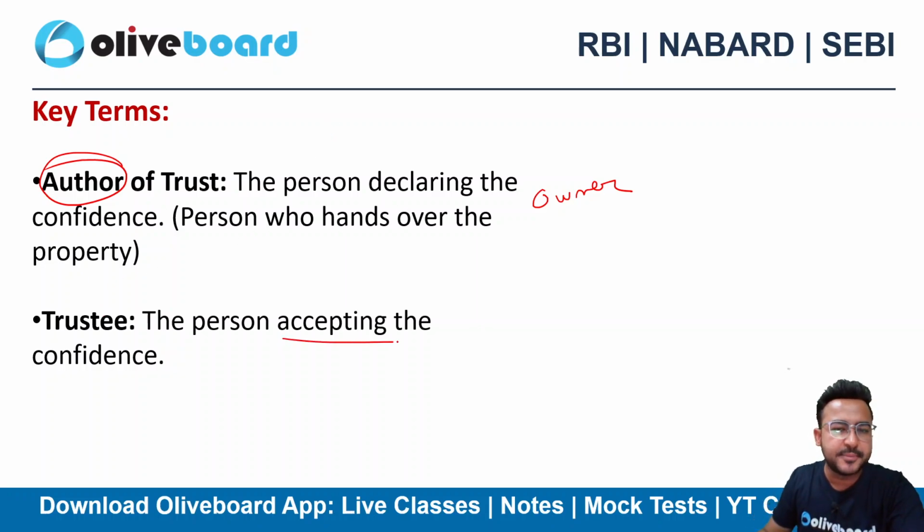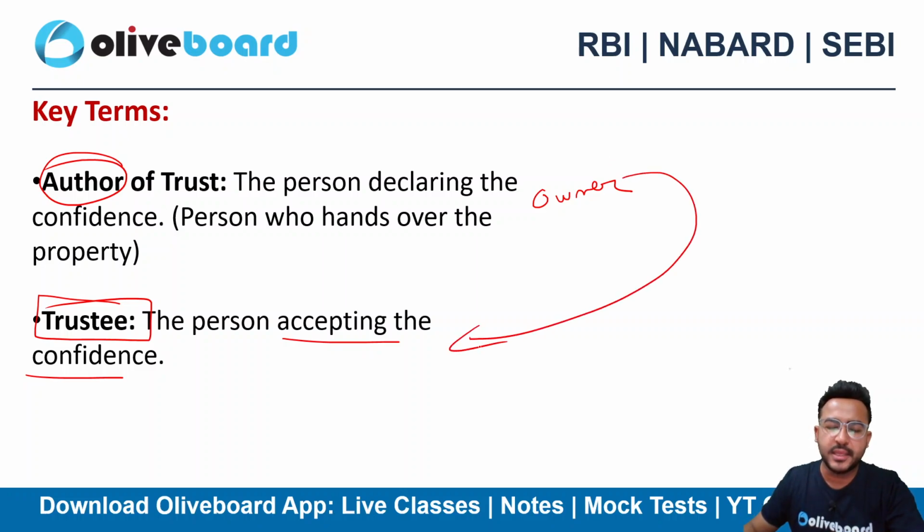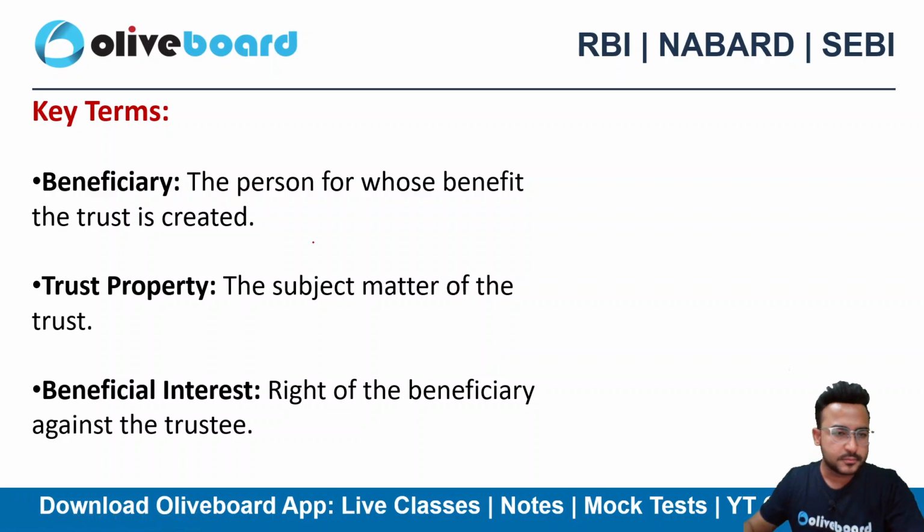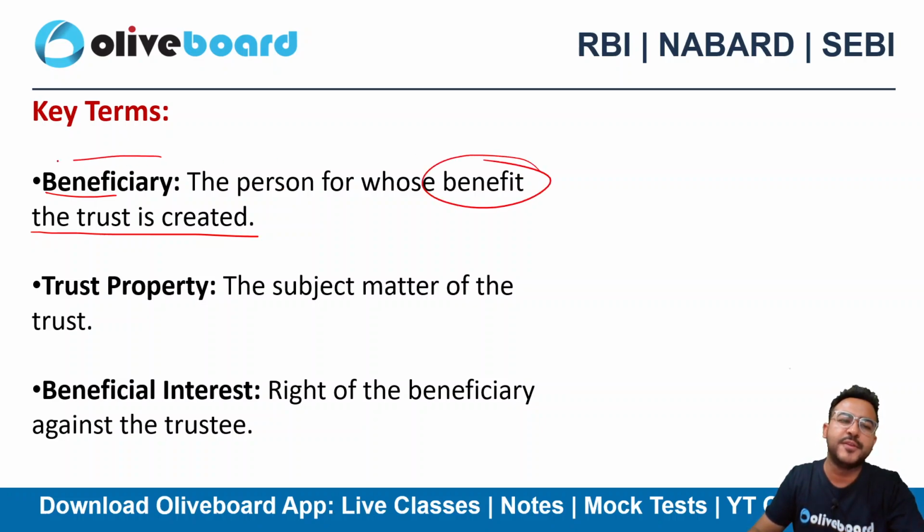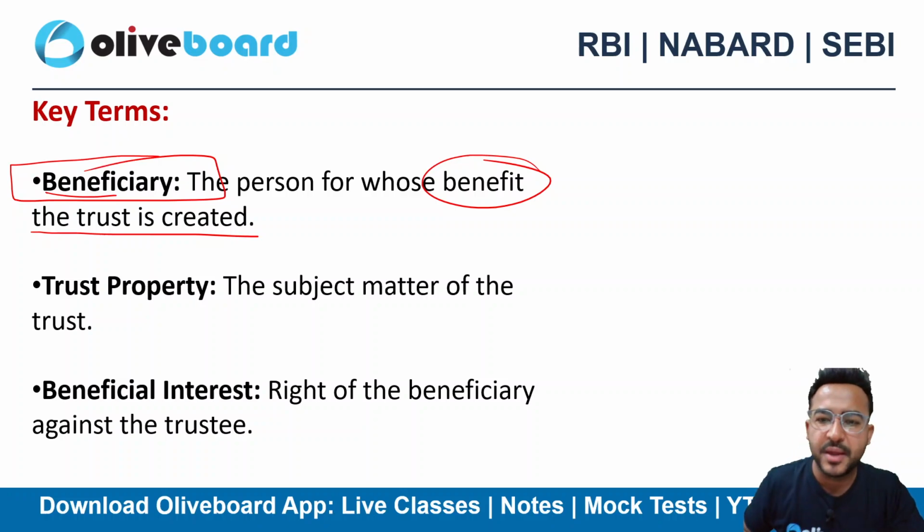So the person accepting the confidence is nothing but the trustee, right? To whom the owner is transferring the property is the trustee. Next is the beneficiary, the person for whose benefit the trust is created. Now we have created the trust for the benefit of beneficiaries, like in the earlier example, where blind people were the beneficiaries.